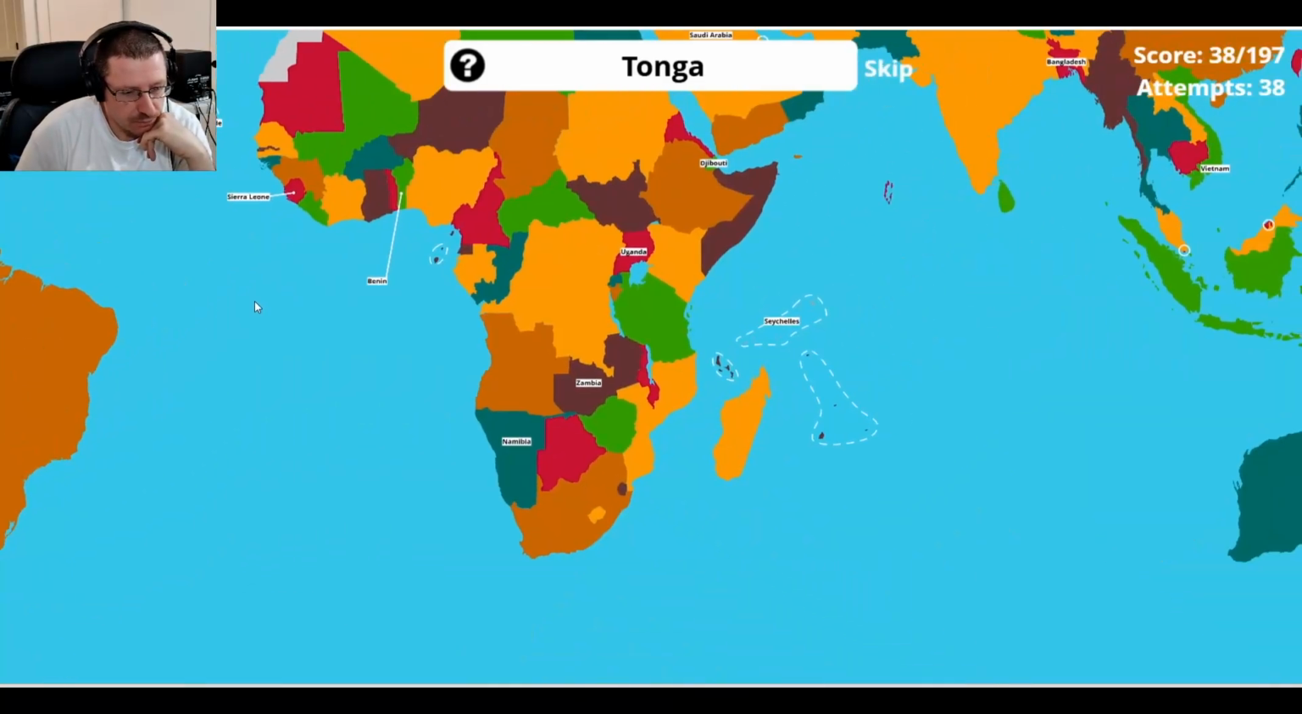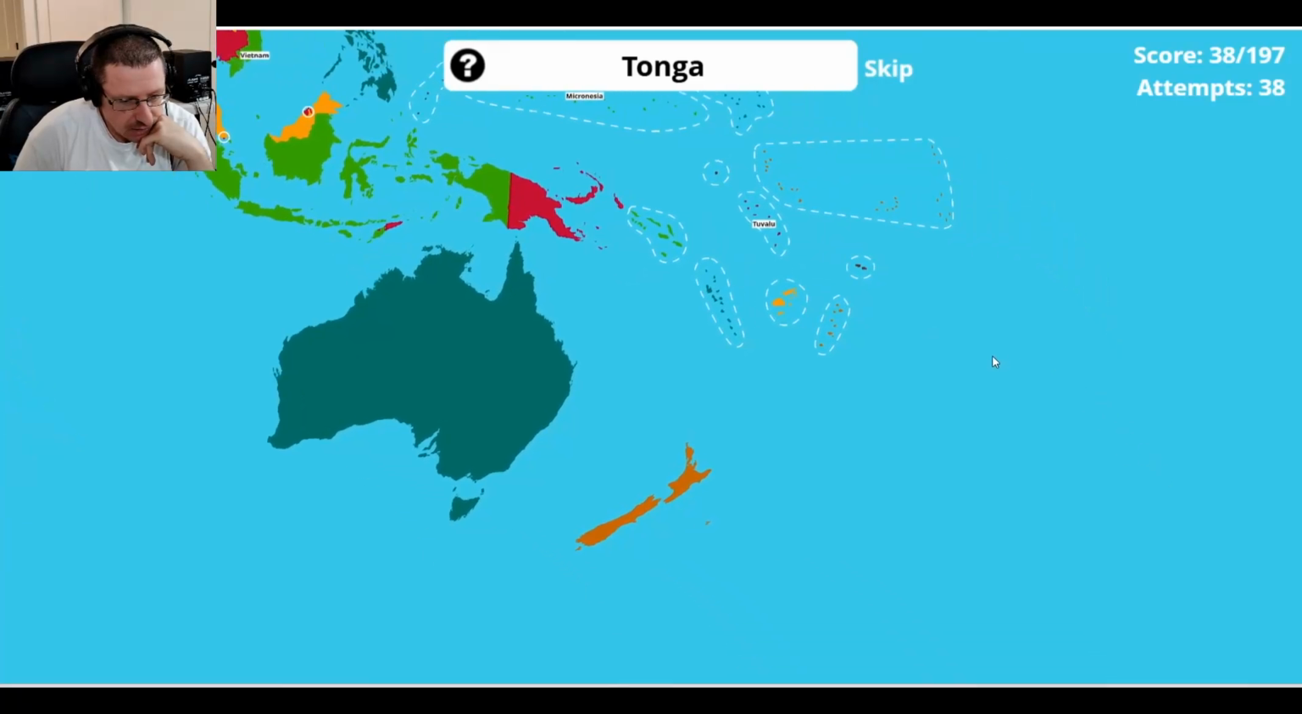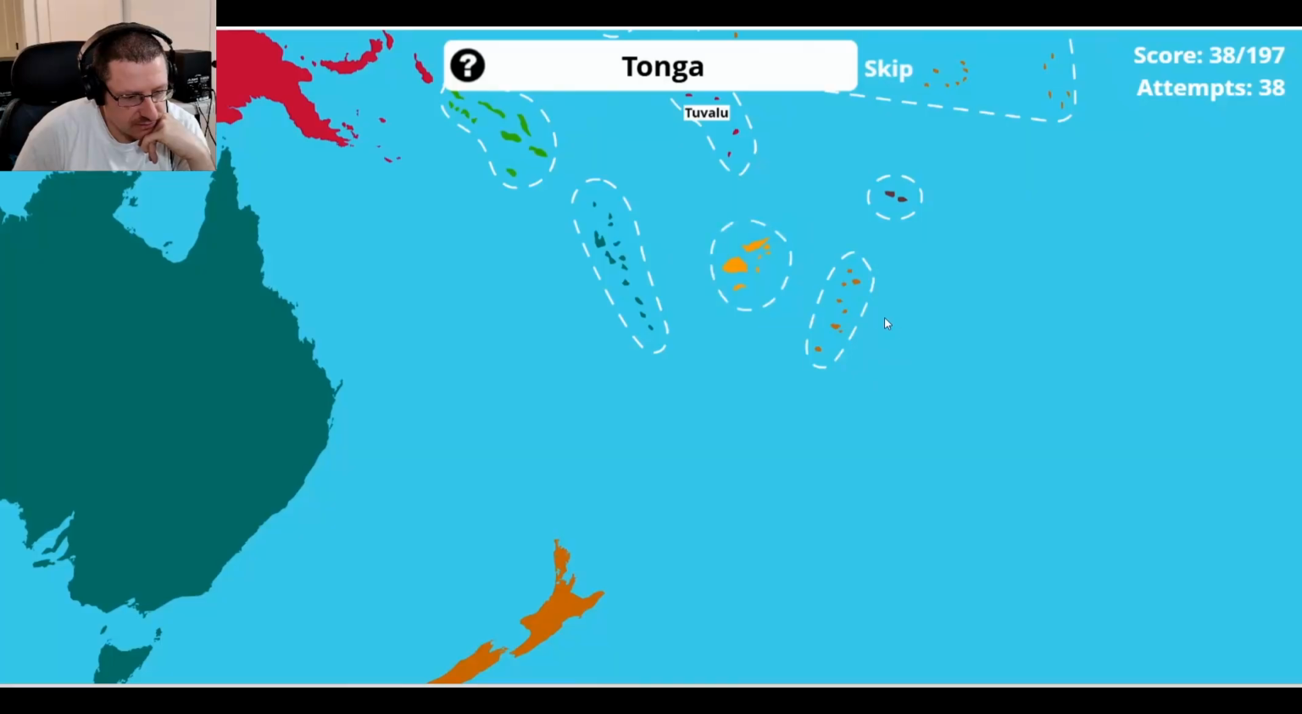Tonga. Okay, now we're getting harder. Tonga is oceanic. I believe it's just right here. Yep, Tonga. It's illegal for most businesses to be open on Sunday in Tonga. They said you can get special permits for things like bakeries to be open on Sunday, but most businesses aren't allowed to be open.